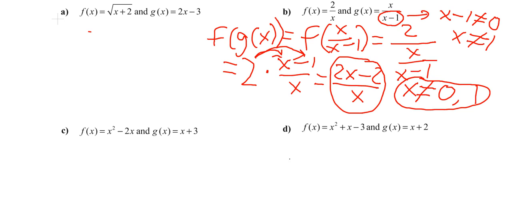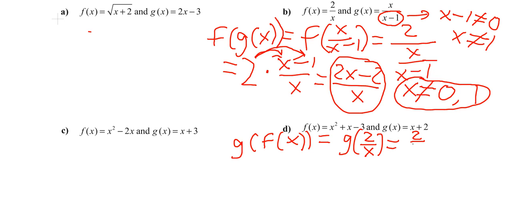Now I'm just going to do g composed of f of x. I'll do it down here because I don't have any space. And f of x stays the same, 2 over x. So it's g of 2 over x. And g of 2 over x is 2 over x in place of the x on top here, and then 2 over x minus 1 in place of the x over here.